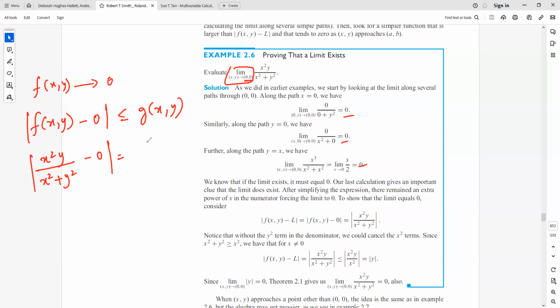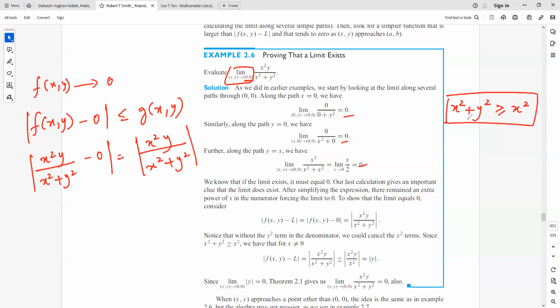Now if we simplify, we will get x squared y over x squared plus y squared. All right, now we know that x squared plus y squared is greater than or equal to x squared for all values of x and y. Whatever value you put here for x and y, this relation is satisfied because x is squared and y is squared.